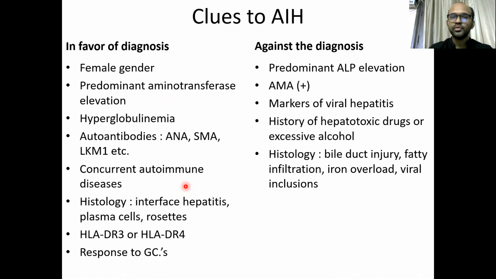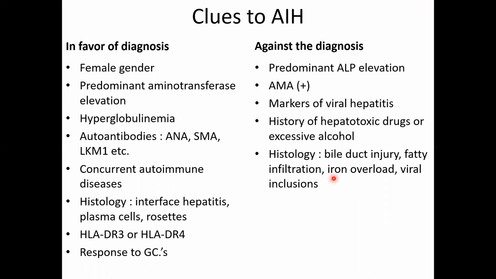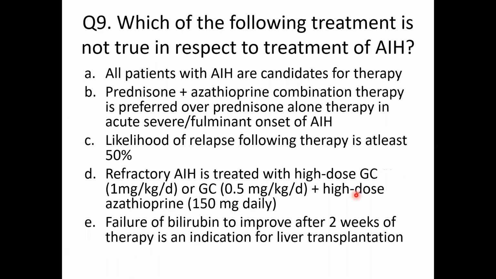What goes against autoimmune hepatitis is predominant alkaline phosphatase elevation, because that will make you think of primary biliary cirrhosis or primary sclerosing cholangitis more. If you have anti-mitochondrial antibody positivity, again, you will think of primary biliary cirrhosis. If viral markers are positive, or if there is a history of hepatotoxic drug intake, or if histology is showing bile duct injury, fatty infiltration, iron overload, or viral inclusions, right? So suggestive of alternative causes of liver pathology, right?